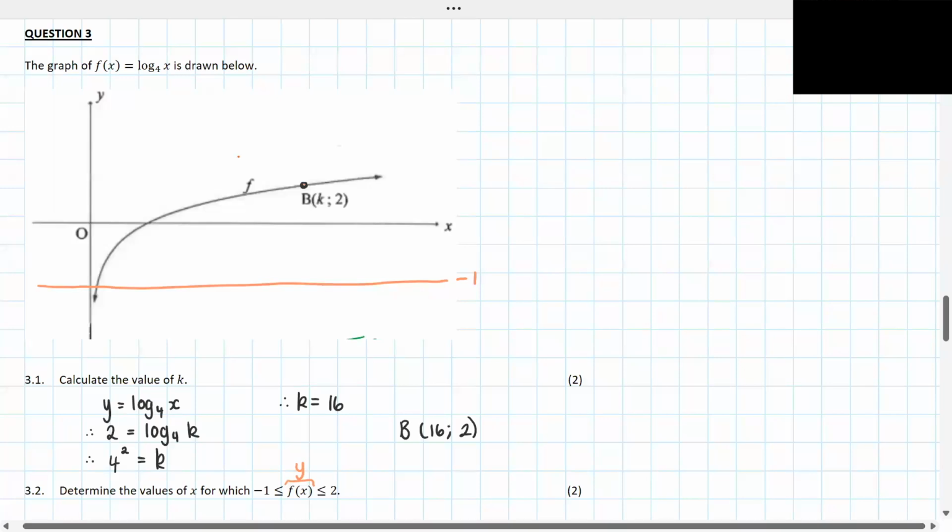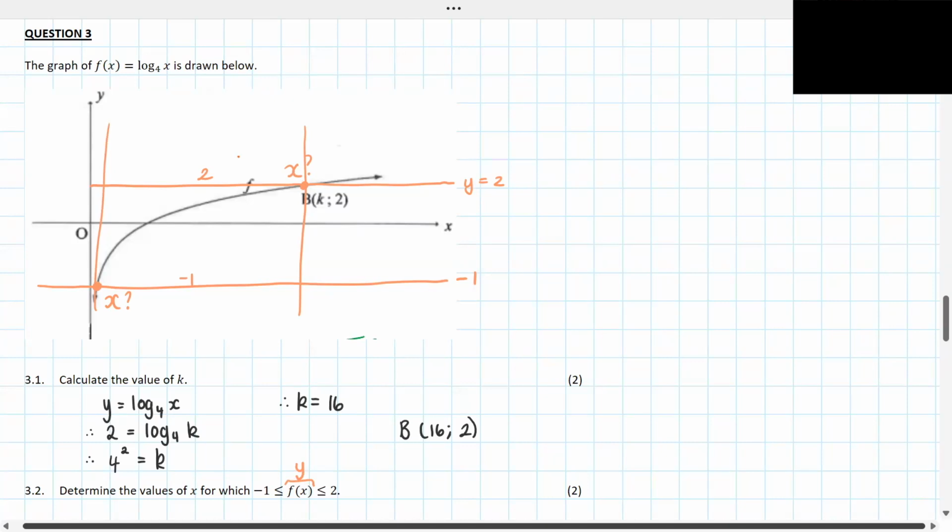And we can see that y equals 2 is at that point B. So what I want to know is what is this x value over here? And what is this x value over here? Now we already know the x value at B, because those two x values are the portion of my graph where it's from -1 to 2. That's all I need to find. We already know the x value at 2. We've just worked it out at 16. We need the x value at -1.